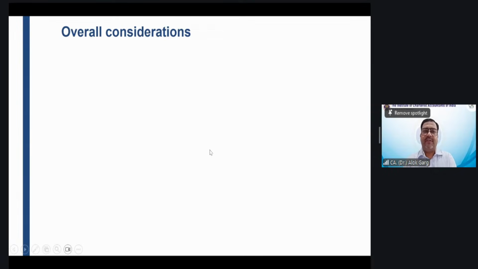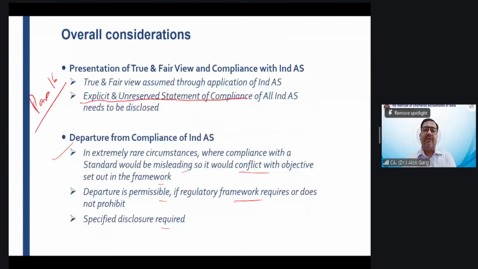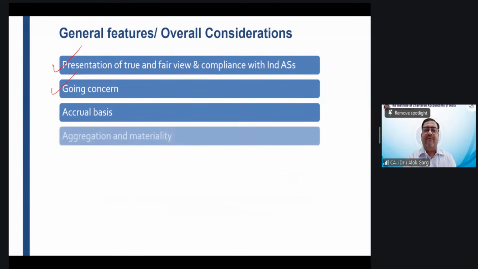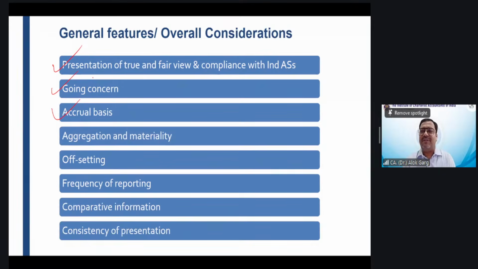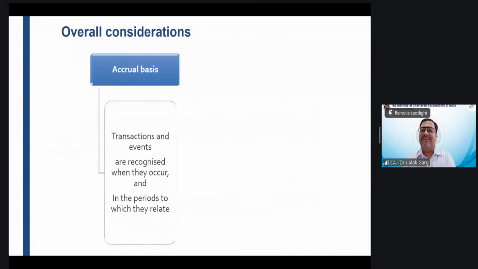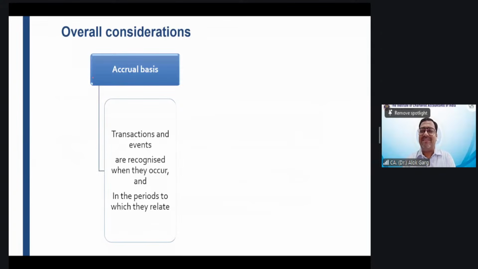Yes, moving further. So we covered this going concern also. Then accrual basis. Do I need to tell you guys what is meant by accrual basis? Should I explain the meaning of accrual basis and cash basis to the chartered accountant?